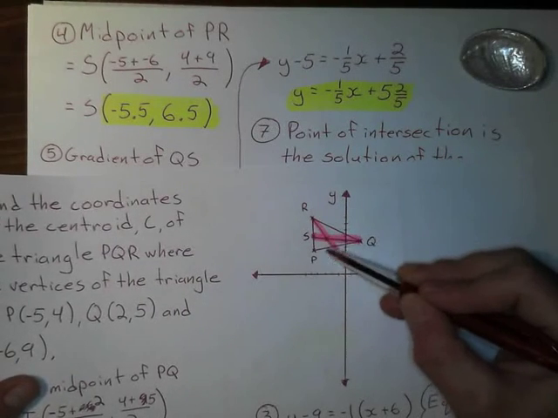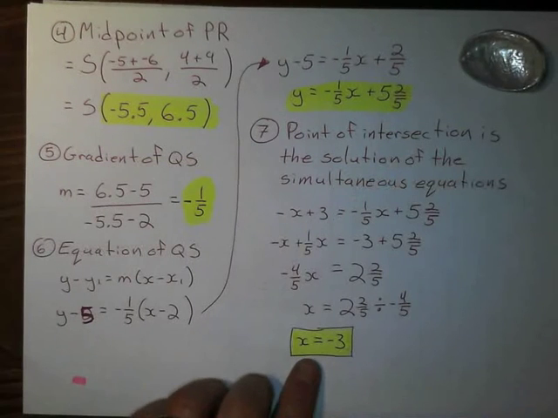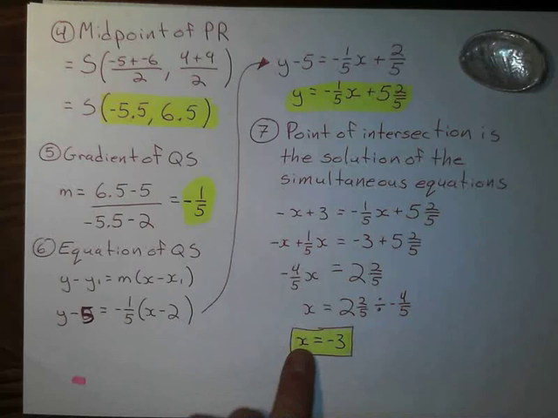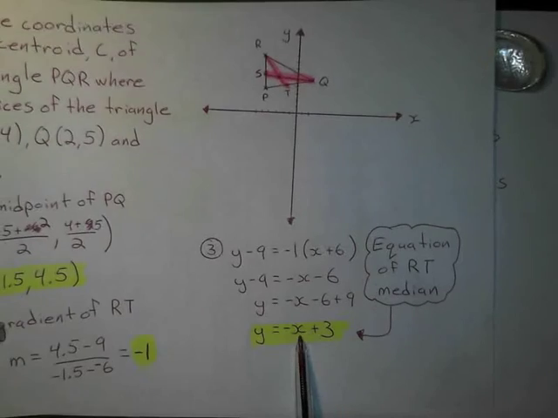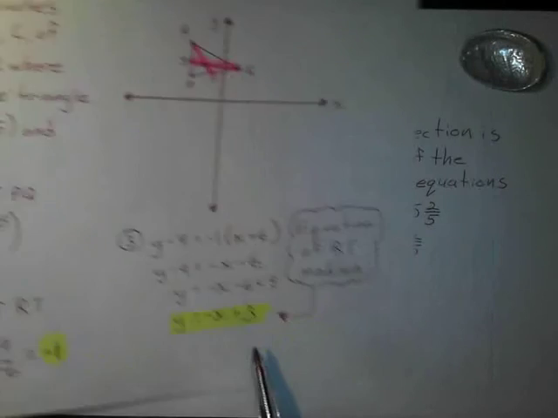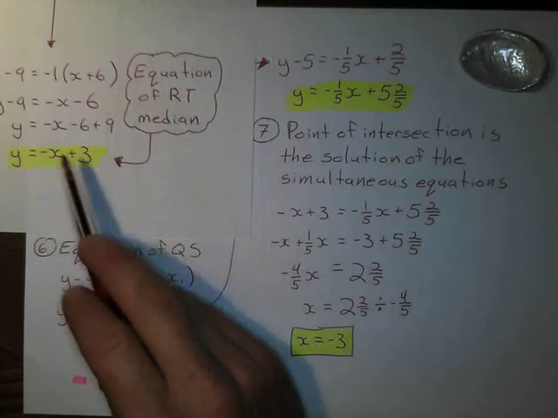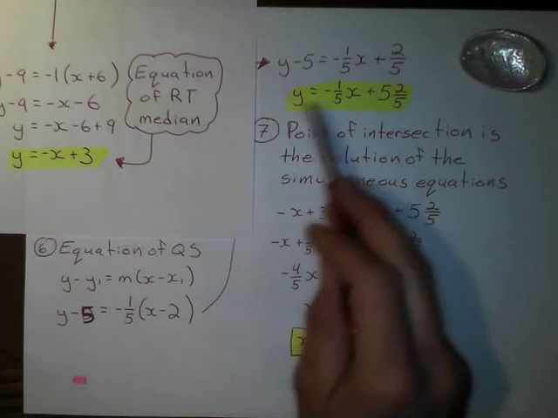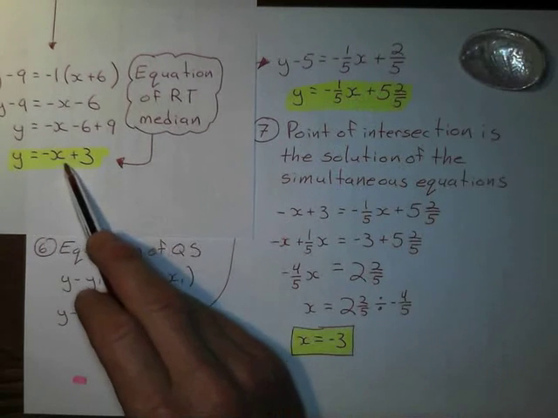I get a y value of 6. The x value is negative 3. And don't forget, when I substituted that negative 3 in there, the equation is negative x, so that is saying negative negative 3, I mean, plus 3, to give me 6. So the coordinates for my centroid are negative 3, 6.